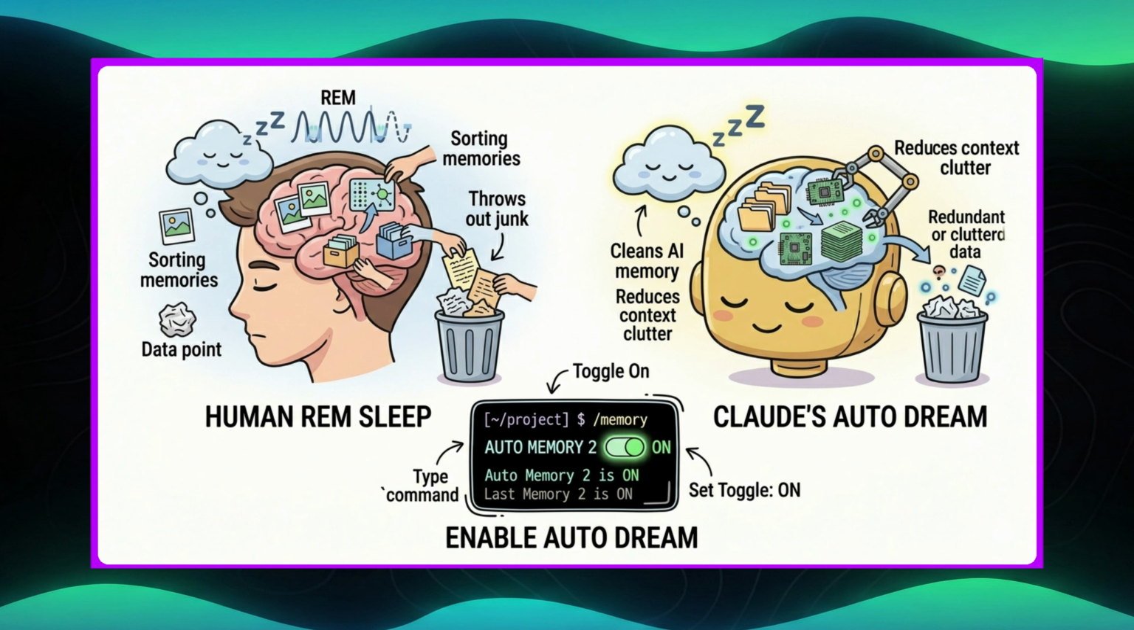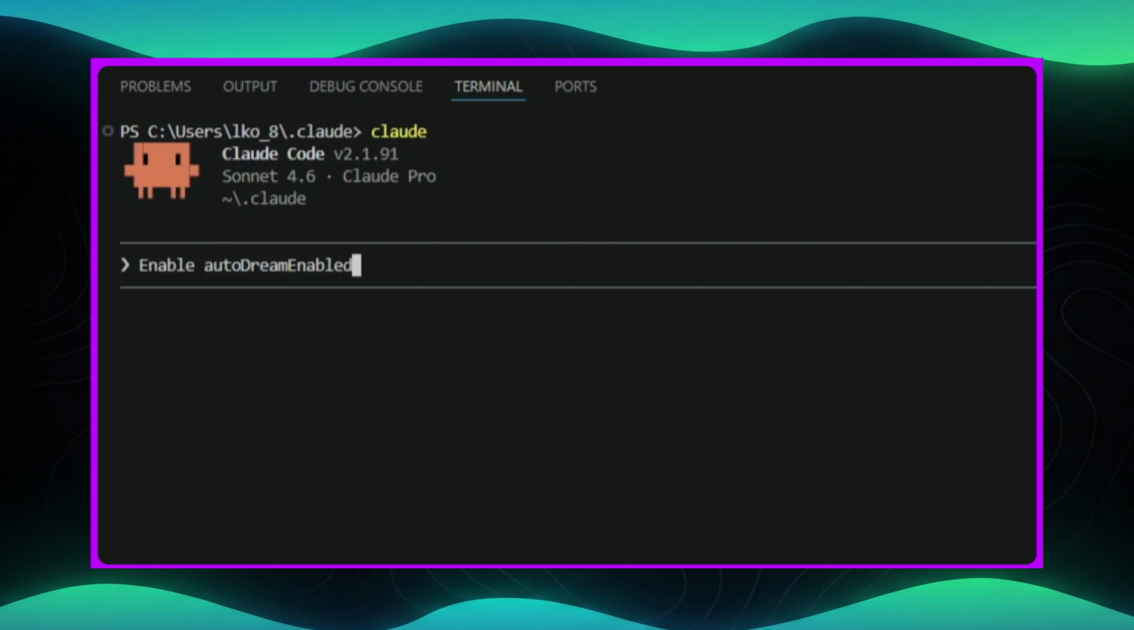So why did they call it Auto Dream? Well, it's based on human sleep. Just like human REM sleep consolidates our memories and throws out the junk for the day, Auto Dream does the exact same thing for Claude. So to enable it, just type /memory and toggle Auto Memory to on. You'll see exactly when the last dream ran, and you can also manually trigger it by typing /dream.